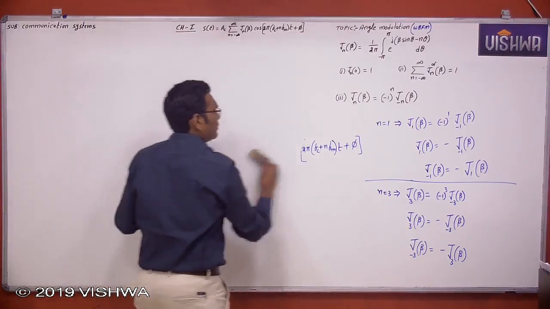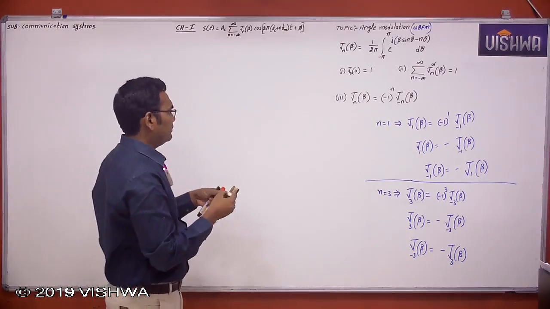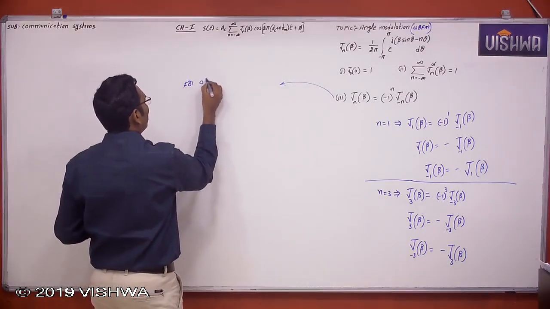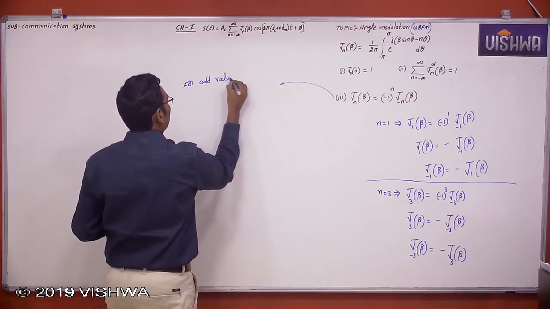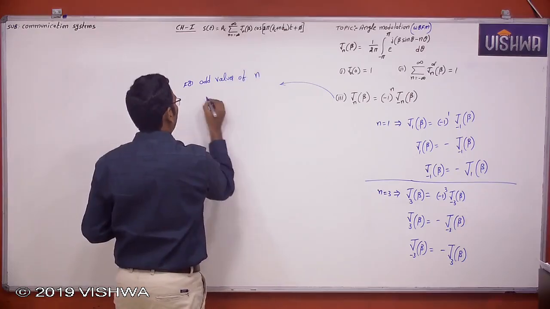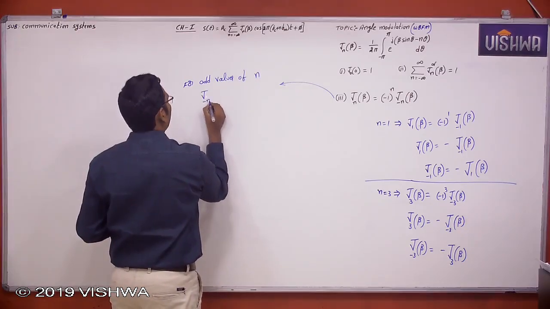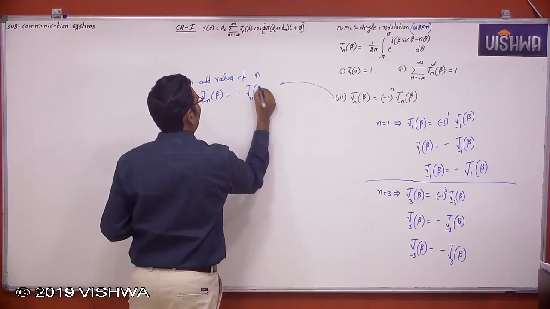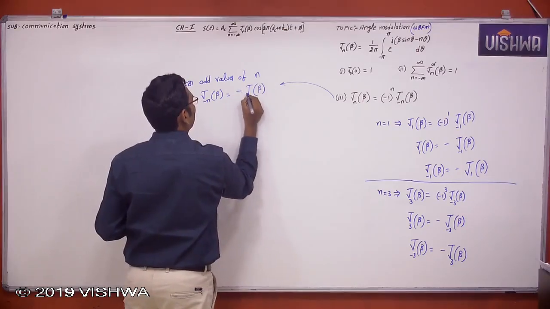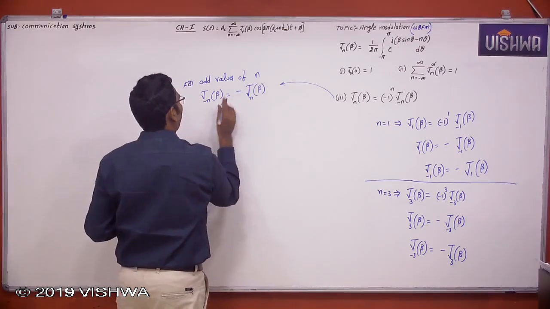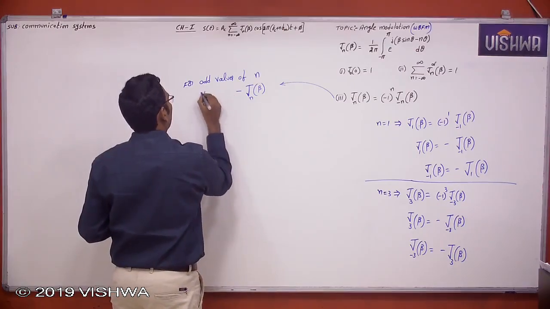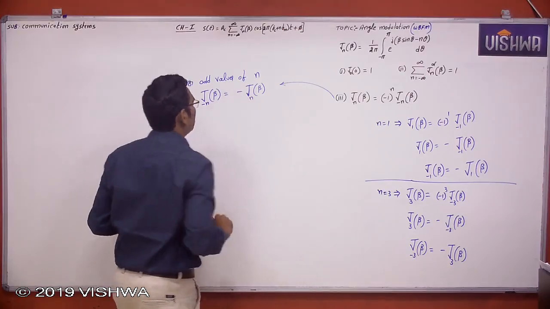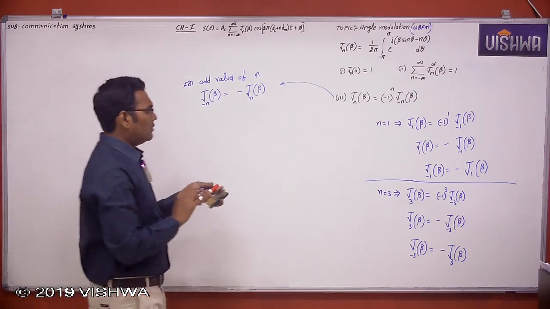Now if you see here, from here we conclude that for odd values of n, J minus n of beta is equal to minus Jn of beta.